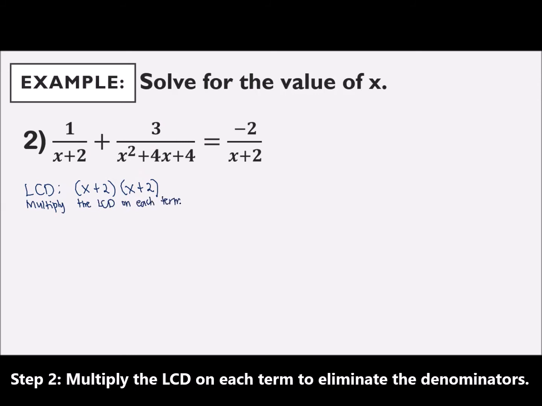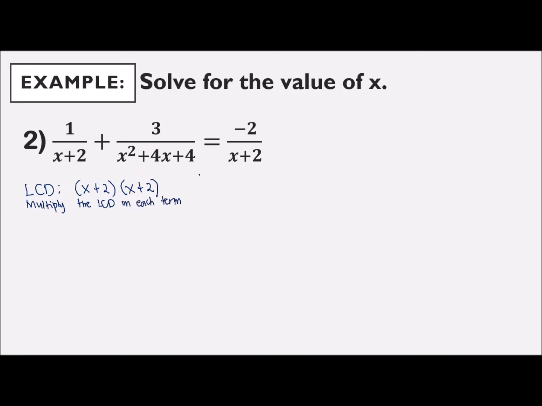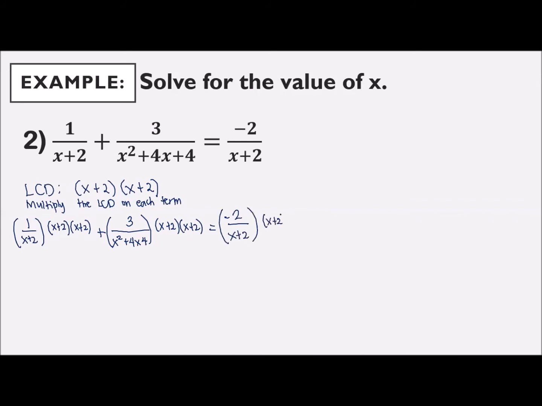Para ma-eliminate natin yung fractions, ang gagawin natin, magiging 1 over x plus 2 times x plus 2 times x plus 2. Plus, yung sumunod, yung 3 over x squared plus 4x plus 4. Mumultiply natin sa LCD na x plus 2 and x plus 2. Equals, yung negative 2 over x plus 2. Mumultiply ulit natin sa x plus 2 and x plus 2.